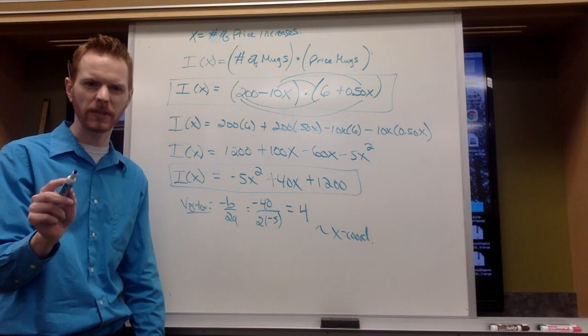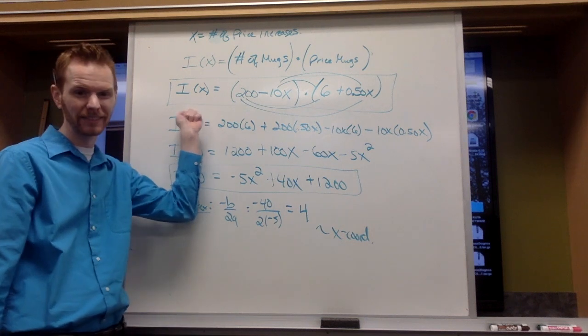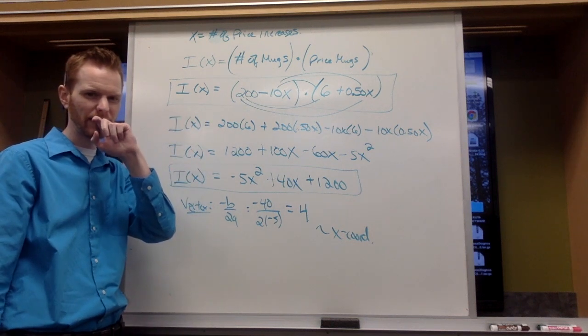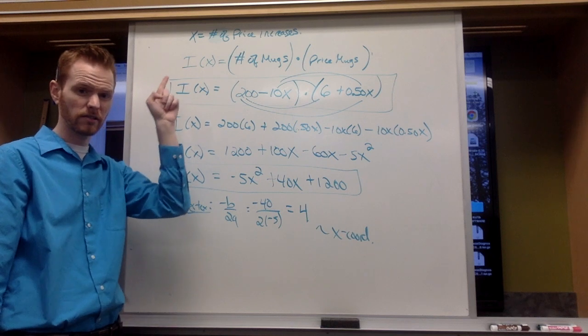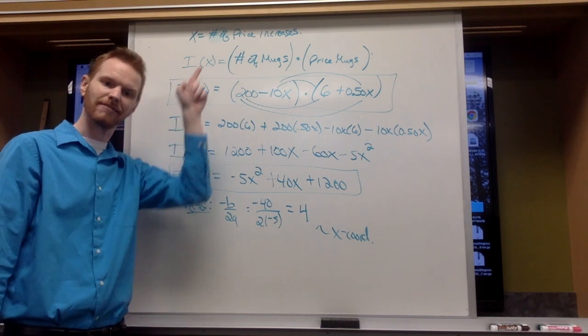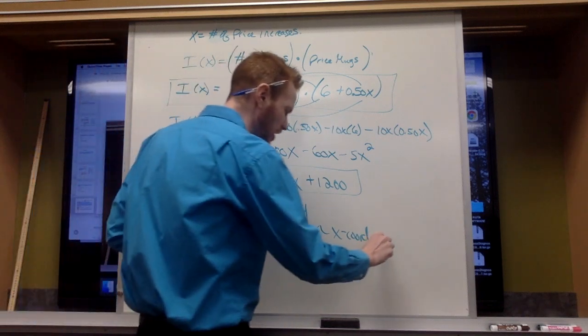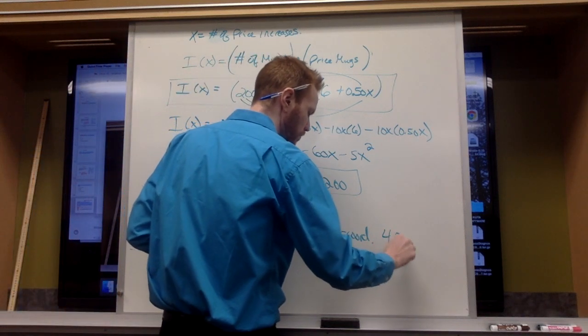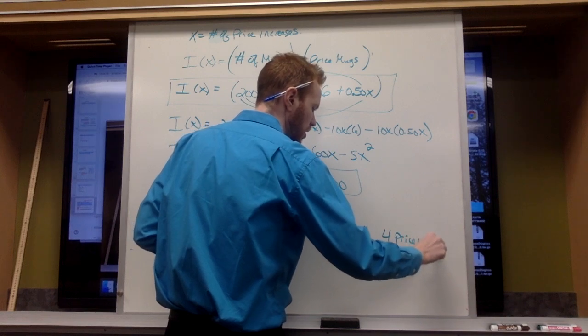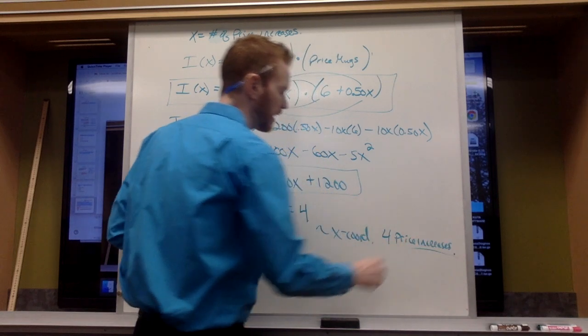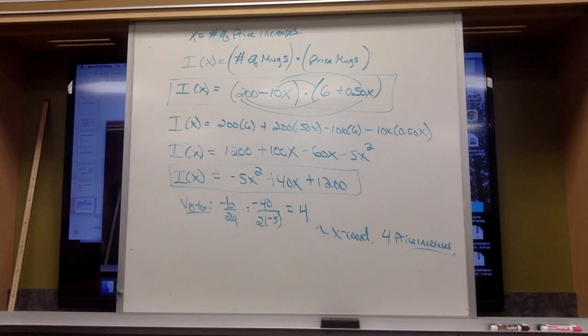What else does it represent, though? We have context to this problem. What were the x's again? Right? What do they represent? Hey, it's the number of price increases, right? So we need 4 price increases to maximize my profit. We're going to need at least 4.